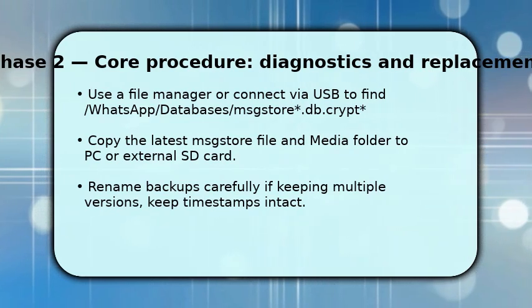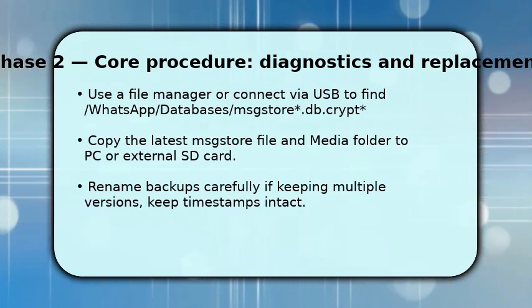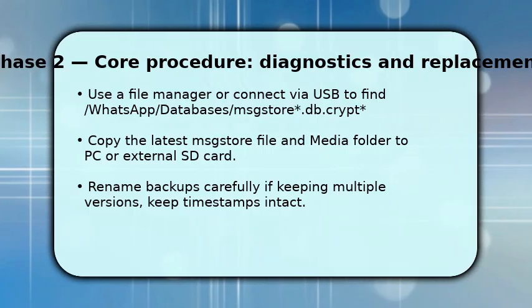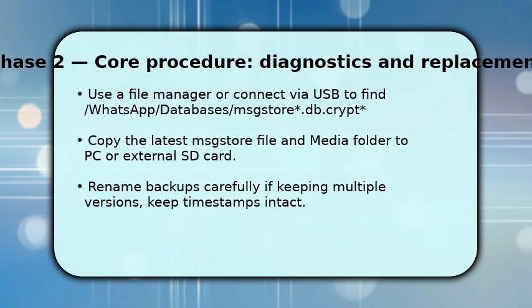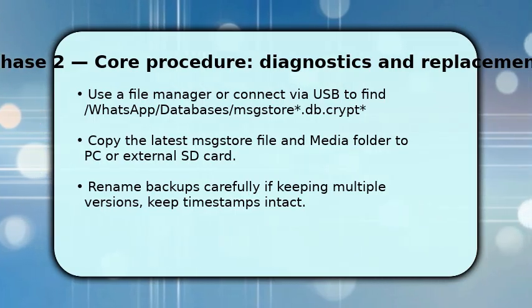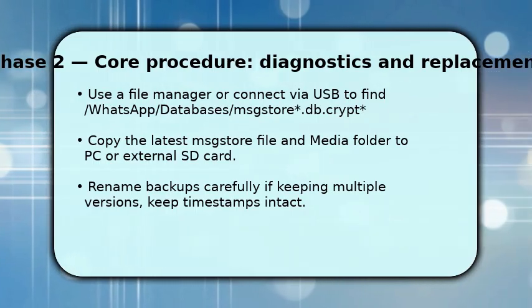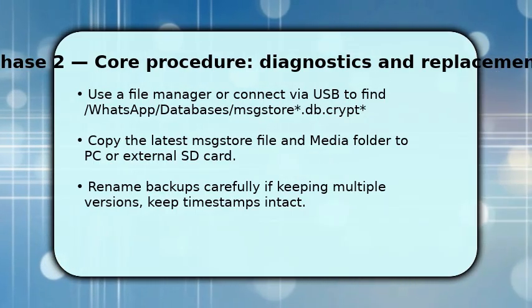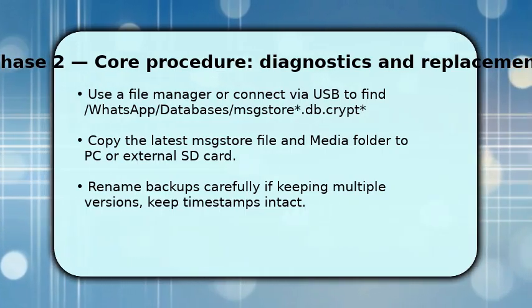Next, locate and extract the files. Open a file manager or connect your phone via USB. Navigate to WhatsApp/databases and WhatsApp/media. Copy the latest msgstore.db.crypt file plus the media folder to your PC or SD card. You do this because the database holds your messages while media keeps photos and videos. Together they form a full local backup.